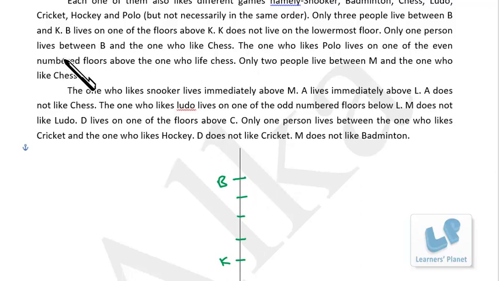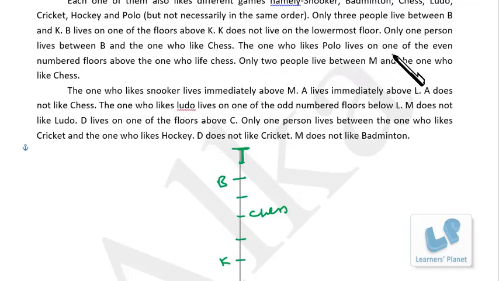Now, only one person lives between B and the one who likes chess. Maybe the chess person is this one person between chess and B. So if this is the scene, then 1, 2, 3, 4, 5, 6, 7. K will be living on the lowermost floor, but K does not live on the lowermost floor. So this arrangement is not possible. That means there is one person between B and chess on this side.